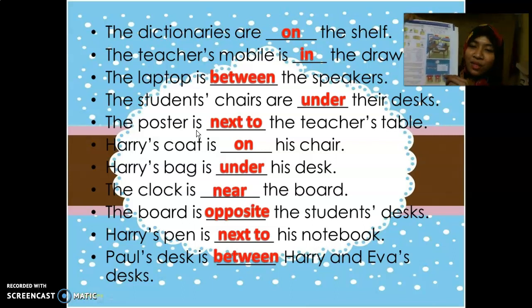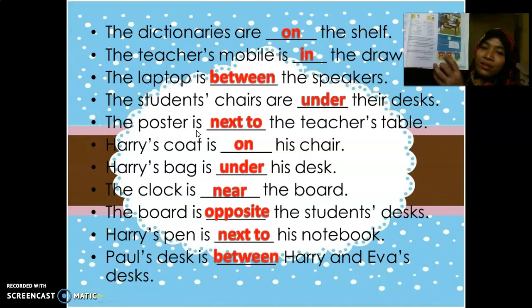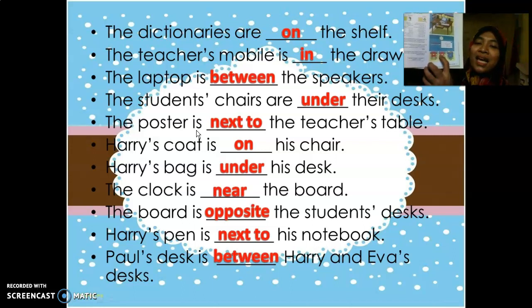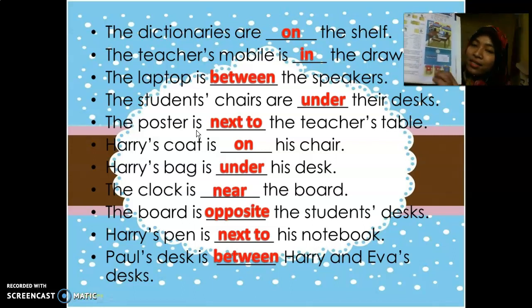Paul's desk is between Harry's and Eva's desks. Ni Harry's desk and this is Eva's desk. So between them is Paul's desk. Meja Paul ni di tengah-tengah antara Harry and Eva's.